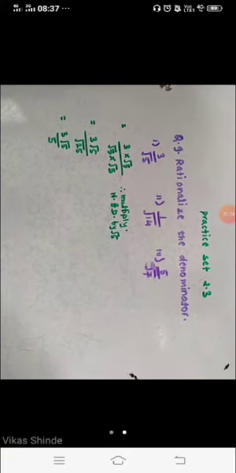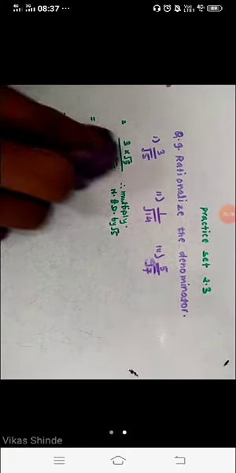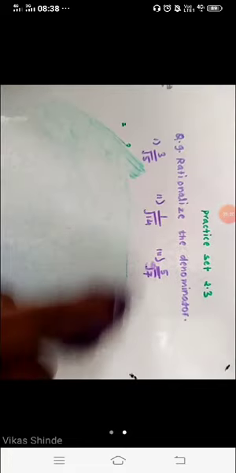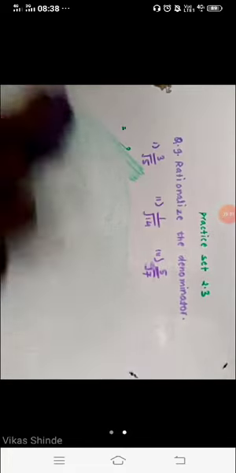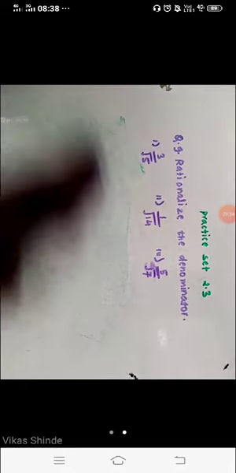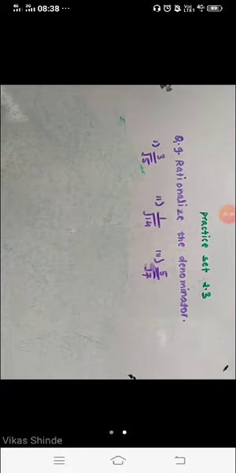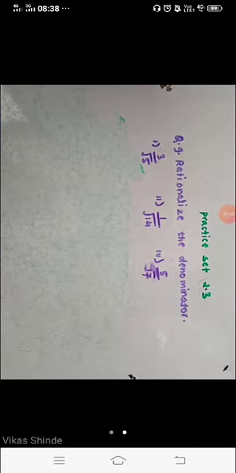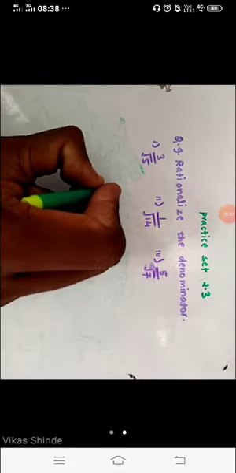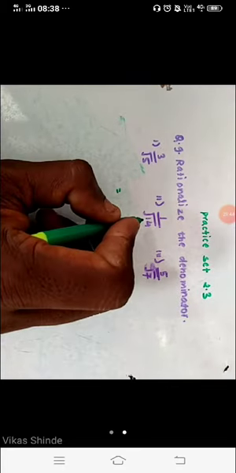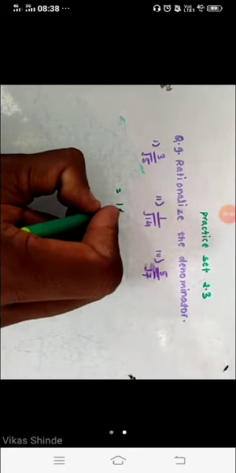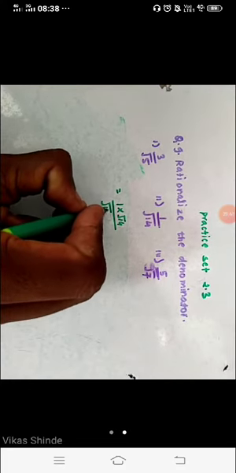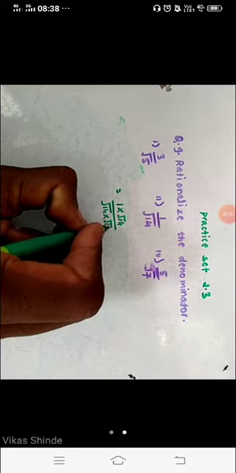Okay student, now see the second question here. Look here, here is 1 upon under root of 14. We have to follow the same steps here. Multiply the numerator and denominator by under root of 14, which means here 1 into under root of 14 divided by under root of 14 into under root of 14.